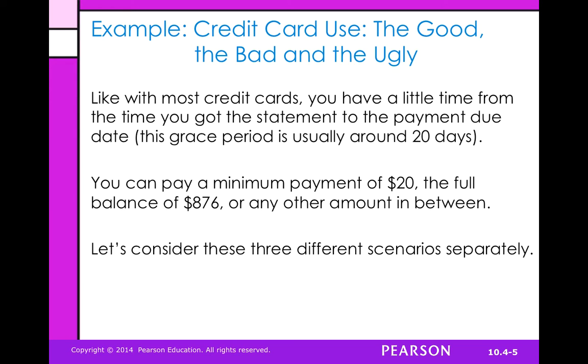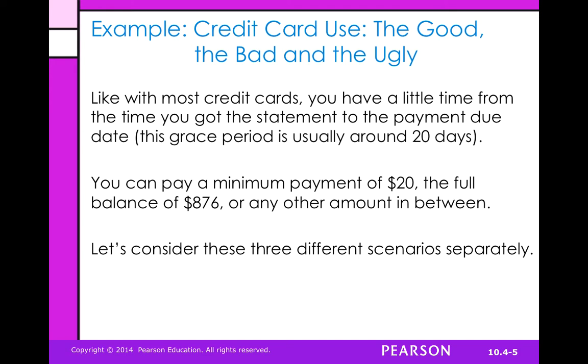So this is true of any credit card. There'll be a minimum payment you can make. So as long as you pay $20, they won't send bill collectors after you. You could just pay the credit card off. You could just pay them back their $876 and be done with it. Or you can pay them any amount in between. So you can pay them $400 back if you want to. That won't kill off your balance, but it will reduce it by $400.